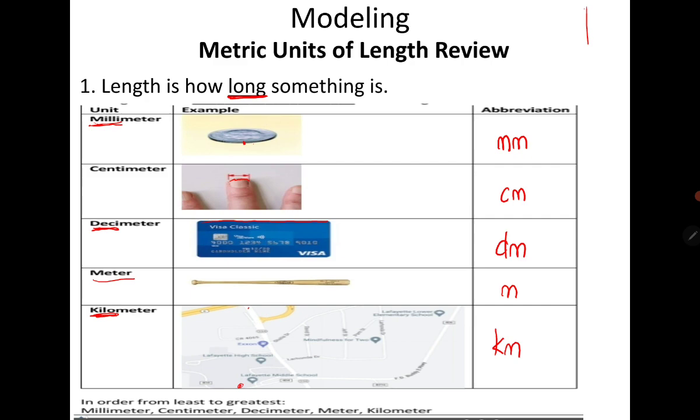And so from least to greatest, remember when you're going to be memorizing how to put these in order from least to greatest, millimeter is the smallest, centimeter, decimeter, meter, and then kilometer is the largest.